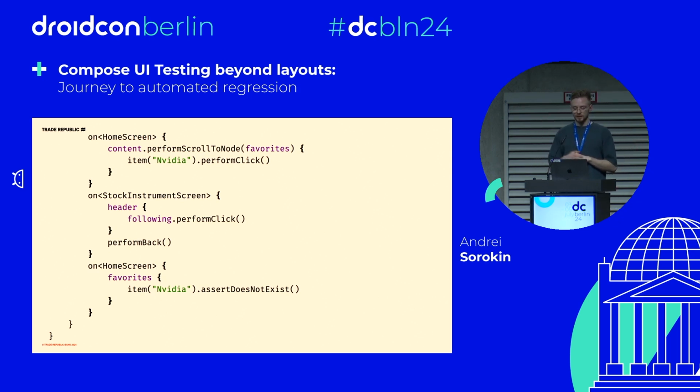On the header, on the instrument screen, you click on following, essentially unfollowing it, and then go back, and then you check that it doesn't exist anymore. So simple as that, but you actually now have a test that touches multiple screens. It has different APIs mocked already, and it's readable in a way that you can naturally follow what's going on in the test.